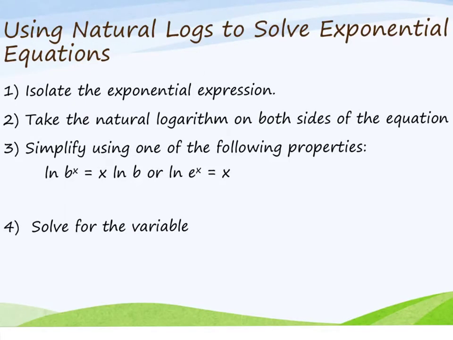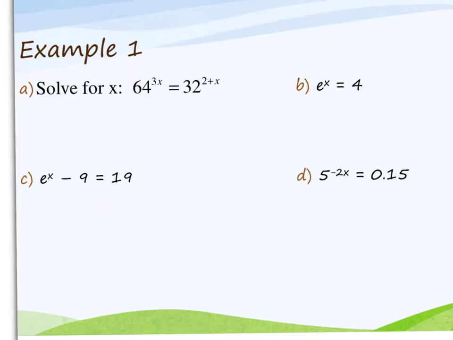When we're using natural logs to solve exponential equations, here are some helpful pointers. We always want to isolate the exponential expression. Then we either want to take the natural log, or we can actually take the common log. It doesn't matter which one we pick, on both sides of the equation. And then we want to simplify by using the properties that we talked about in the previous section. And again, we want to solve for the variable. Let's start looking at some examples.